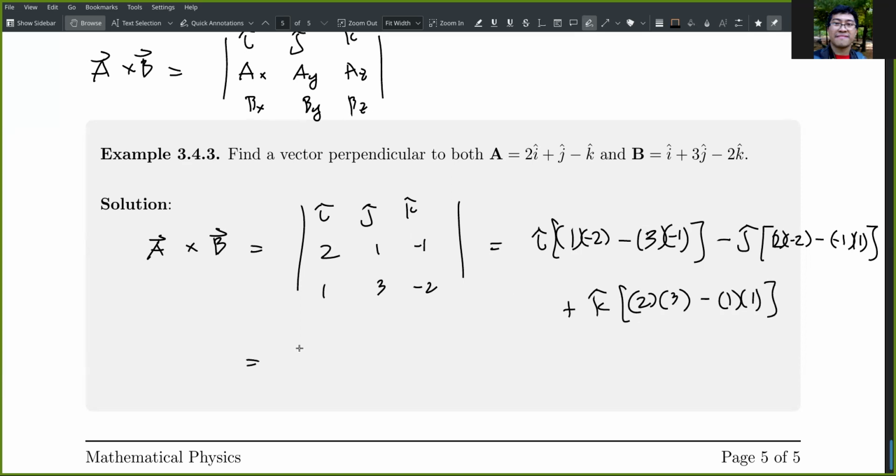You have I times minus 2 minus negative 3, so this is 3 minus 2, that's 1 I. Here you have negative 4, negative 4 plus 1, so that's negative 3 times negative, so that's positive 3J. And then here you have 6 minus 1, that's 5, 5K.